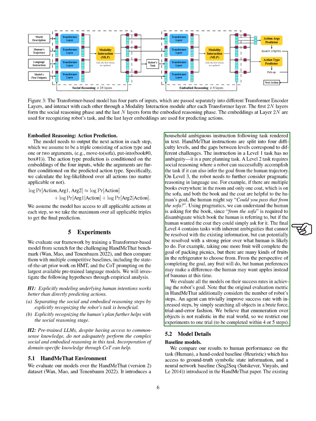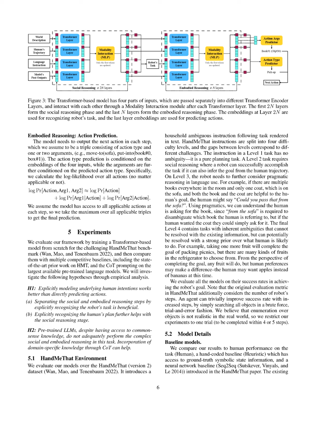We evaluate all models based on their success rates in achieving the robot's goals, noting that the original HandMeThat metric also considers the number of steps taken by the robot. We believe that a realistic approach does not involve exhaustive searching, so we limit our experiments to a single trial, aiming to complete tasks within 4 or 5 steps.